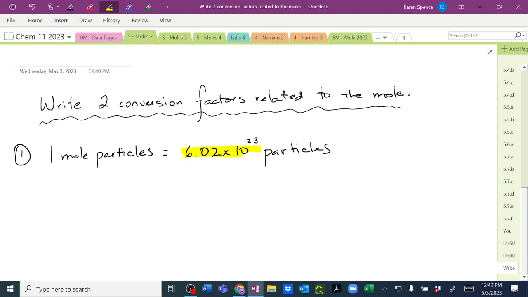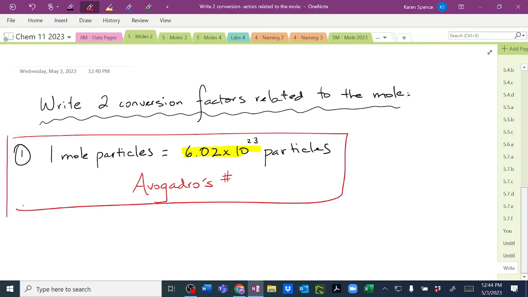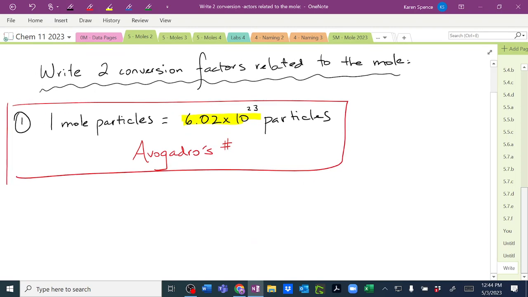Okay, anyway. So we have 1 mole of particles equals 6.02 times 10 to the 23 particles. Whose number is this? Avogadro's number. Okay, that is our first conversion factor related to the mole. Tell your partner, what is the second one? It is the particle ratio, yes.